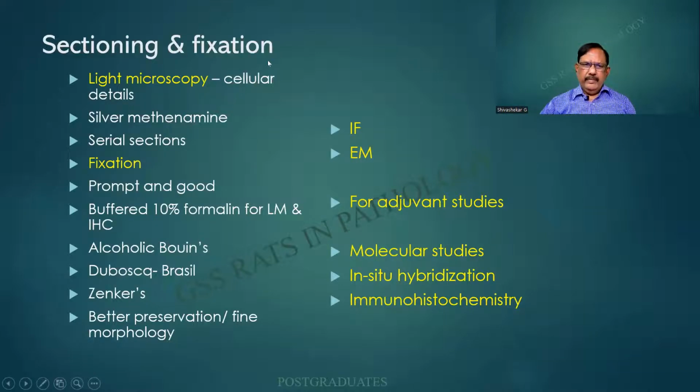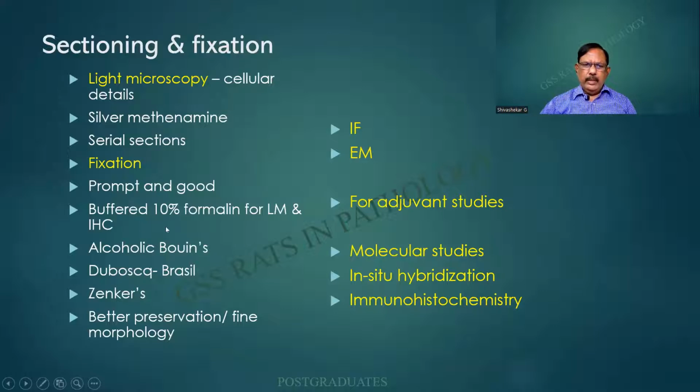Sectioning and fixation. Under light microscopy, you can look for the cellular details. There are some special stains which are needed. One will be methenamine silver, two will be periodic acid-Schiff, PAS. These two are mandatory. Serial sections might be needed so that we do not miss any pathology.